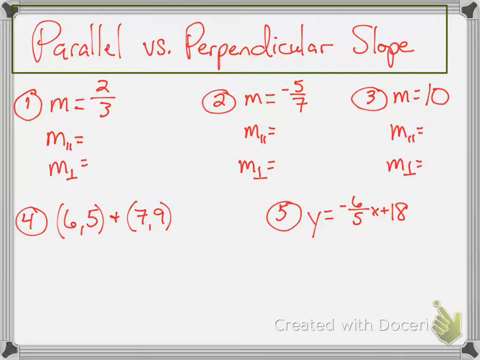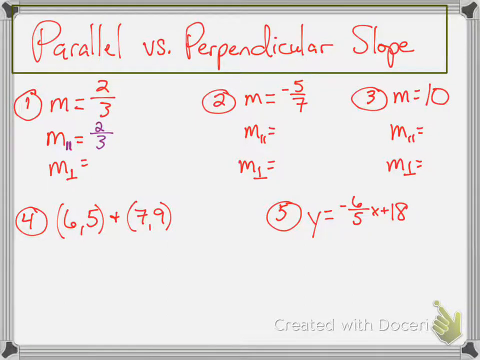If I give you a slope like in number 1 of 2/3, so this symbol right here with the double lines means parallel, okay? If I say, tell me what's parallel to a slope of 2/3, it's the exact same answer every single time. Parallel means same thing. So if my original slope is 2/3, that means my parallel slope is 2/3.